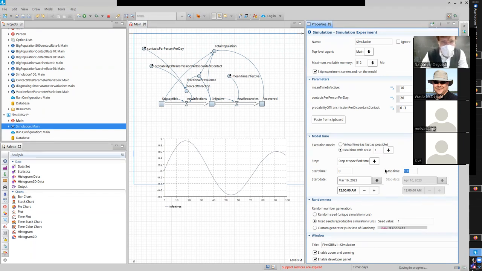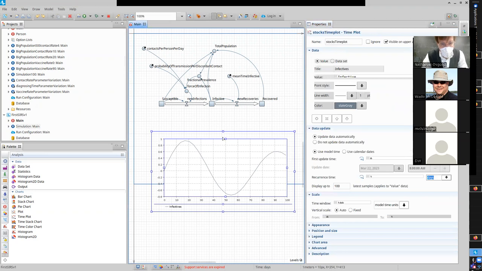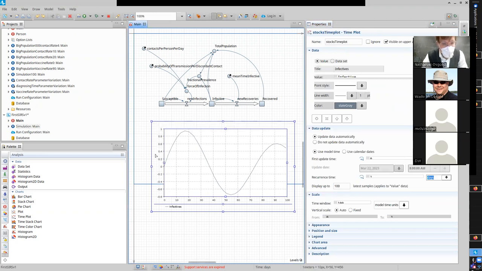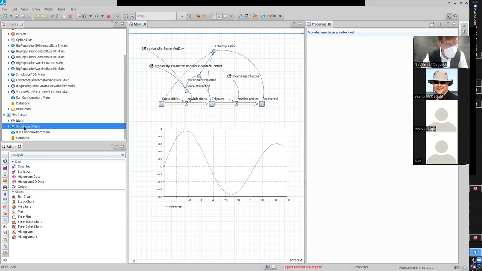Fine. I'll say time 100 for now. Good. Okay. So if I run this, what will I see on this graph? What sight will I behold? Anyone? It'll rise and fall. That's right.